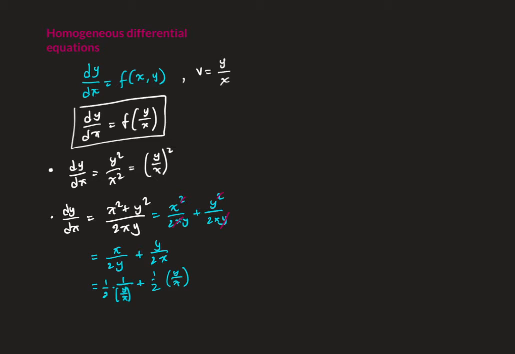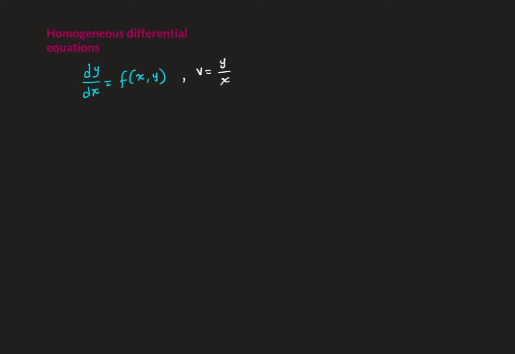What is the general idea behind homogeneous differential equations? The main idea is that we are defining the variable v as y over x, which means our variable y can be expressed as the variable v times x. Now this gives me a tool to transform the original equation into another equation in terms of v and of x.